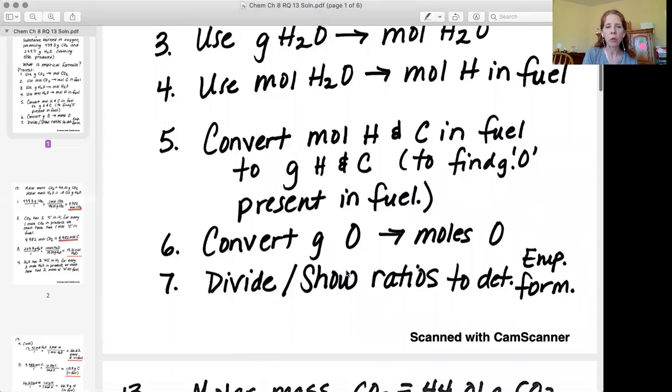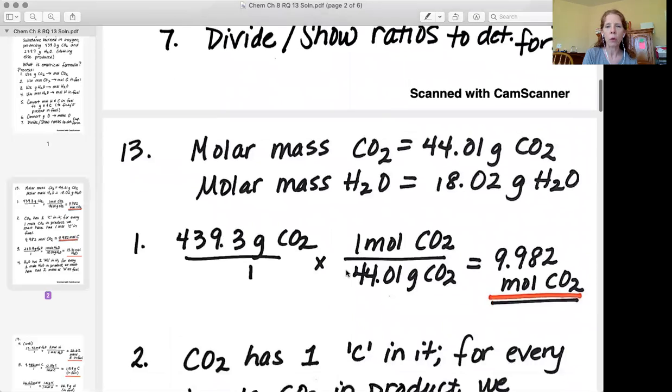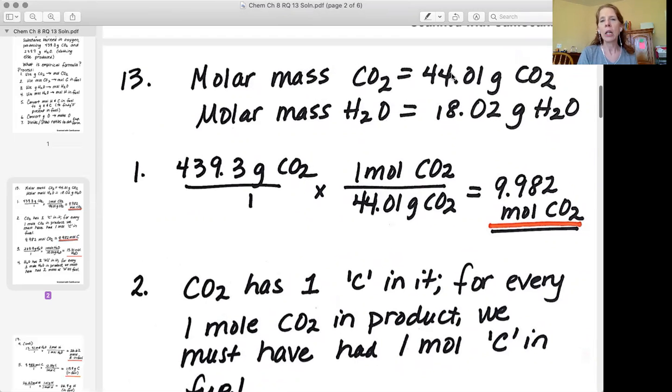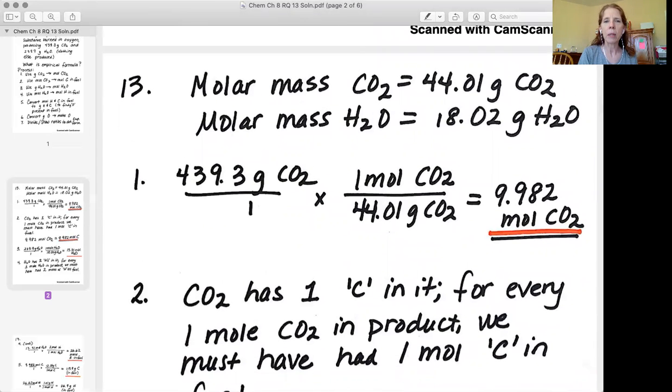Let's go ahead and scroll on down here. We'll jump into the first part of it. We know from earlier problems we've done that the molar mass of carbon dioxide is 44.01 grams. We also know that the molar mass of water is 18.02 grams. So we're going to start with the original amount of fuel we're given.